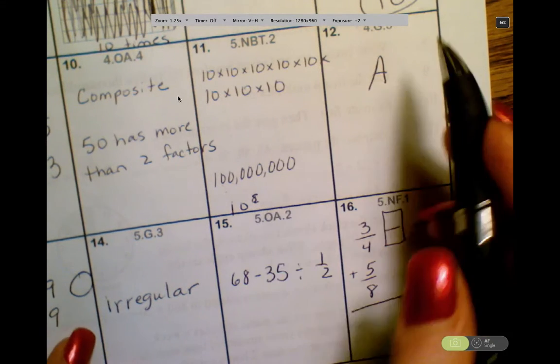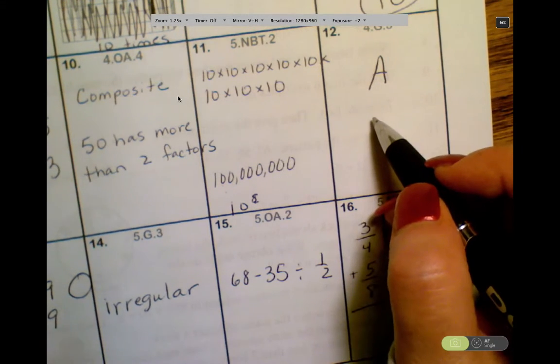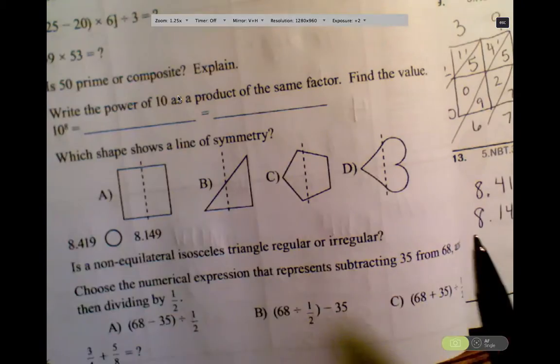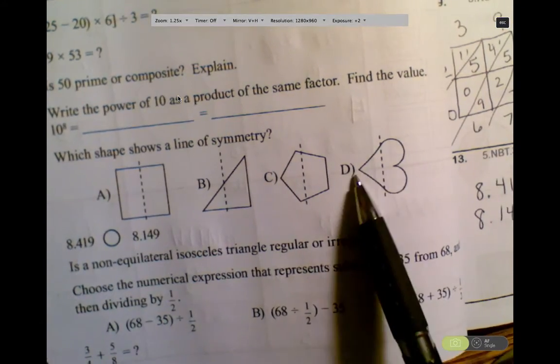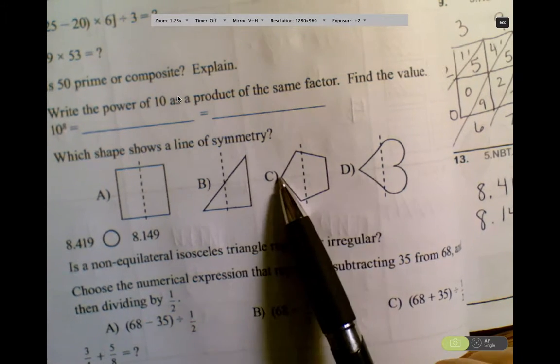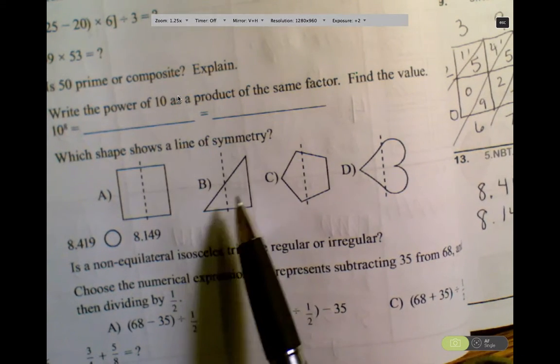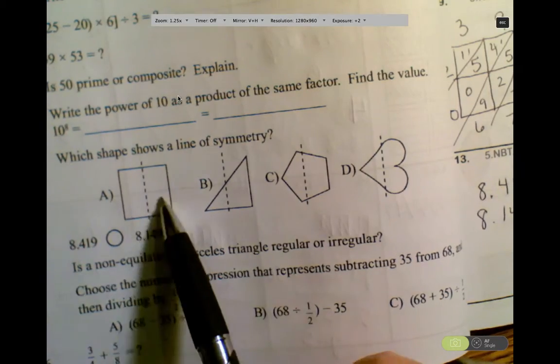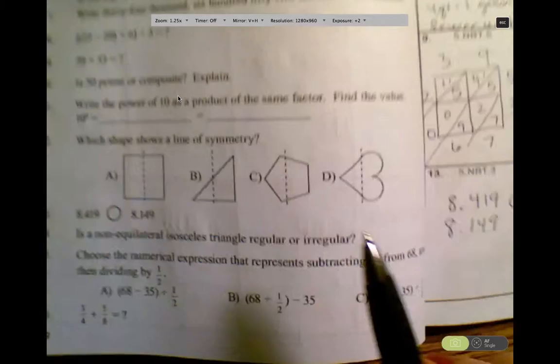All right. Number 12. Which shape shows a line of symmetry? Let's take a look. I see that this is not a line of symmetry when you fold it over. This is not a line of symmetry when you fold it over. This is not the same when you fold it over. A is the only one that is the same.